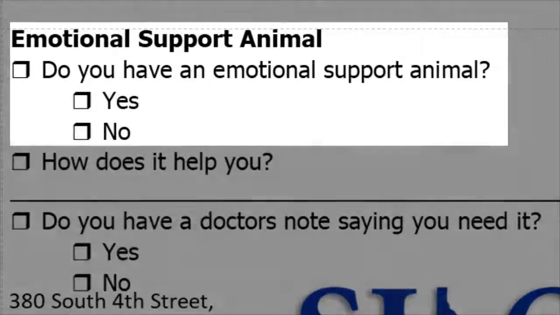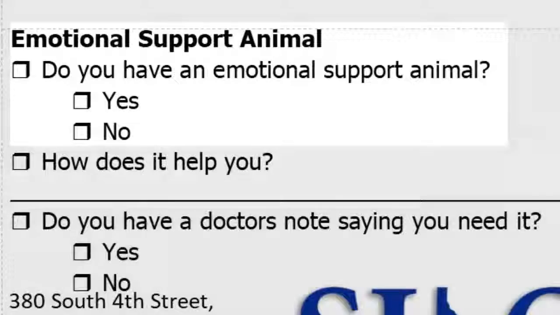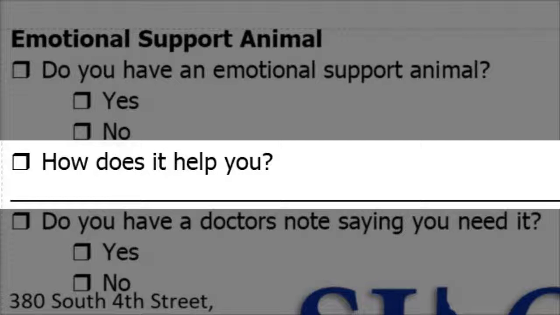Emotional support animal. Question 1, do you have an emotional support animal? Yes or no? Question 2, how does it help? This question has 2 purposes. It will help you determine what you will need for your emotional support animal. 2, what support your emotional support animal is used to you having around.